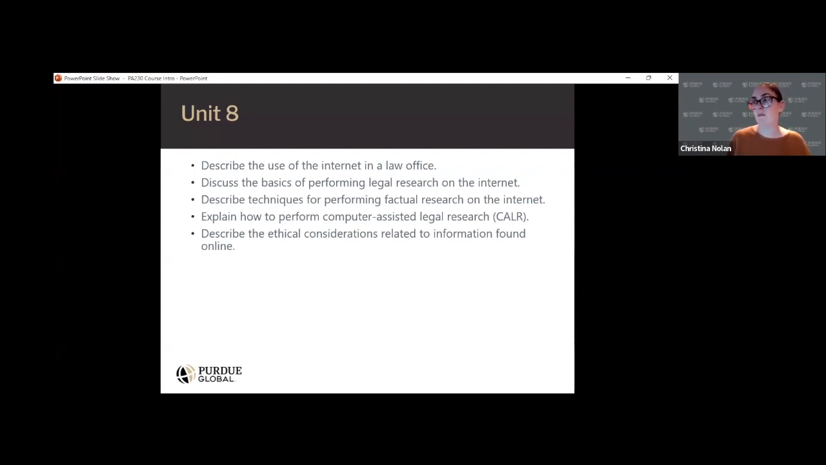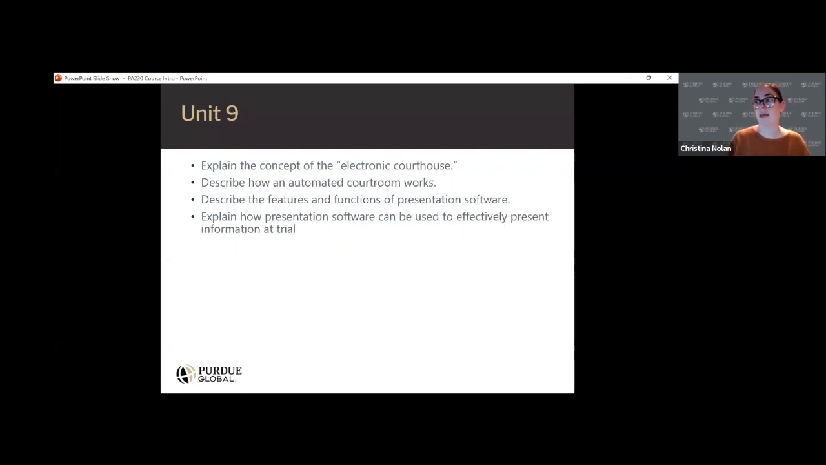Unit 8, we're going to talk about legal research on the internet. We're going to explain how to perform it and some of the ethical considerations related to information found online. So how do we use technology to help us better research our client's case?